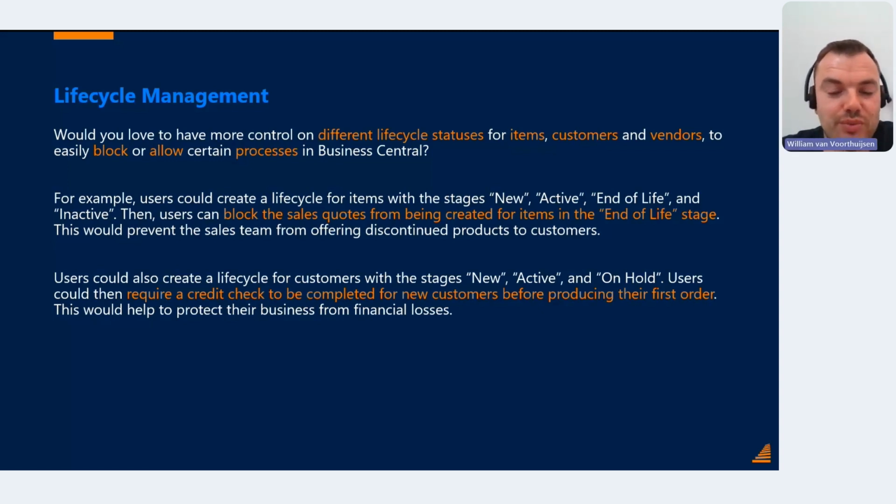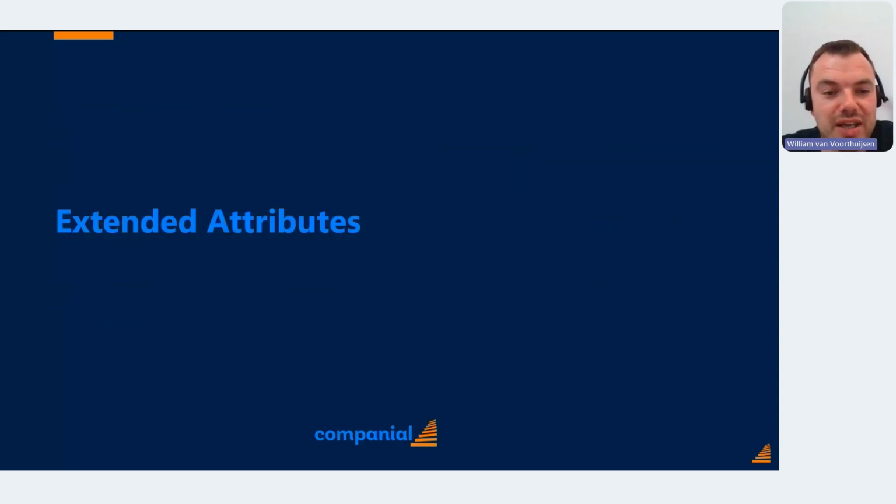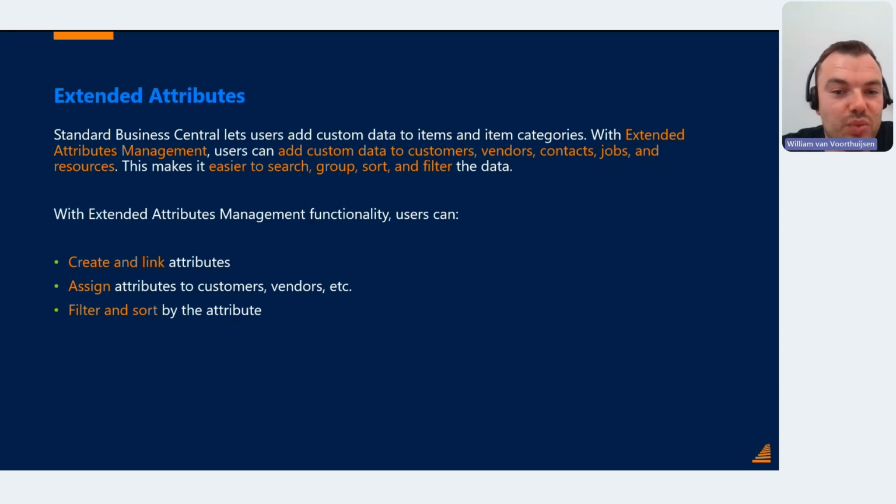And of course, I'm going to show you something in the system within a minute. The other feature I would like to highlight as well, also a second small feature of today, as today's features are rather small, is extended attributes. And with extended attributes, you're able to add custom data to customers, vendors, contacts, jobs, and resources, which makes it easier for you to search, group, sort, and filter without the need to immediately jump to dimensions.